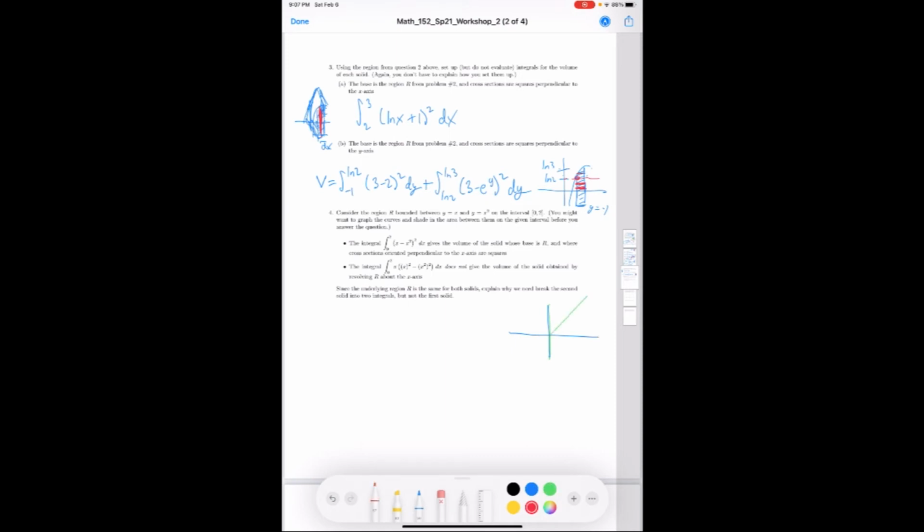There's the line, and here's the parabola. Okay. So let's draw in the two parts of the region being described, because this is 1 and this is 2.